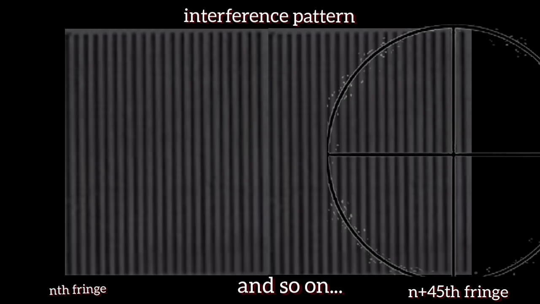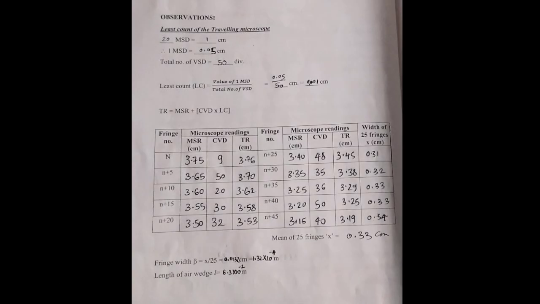So once you note down the readings, the mean width of 25 fringes can be calculated by the method of differences. So when you have n on one end and n plus 25 on one end, as you can see in the table, the width of 25 fringes will be given by difference. So 3.76 minus 3.45, as you can see in the table. So the width of 25 fringes is approximately 0.31 centimeters in this case. So similarly, you will do it for the next 5 sets of readings and find the mean value for width of 25 fringes. That will be your value of x.